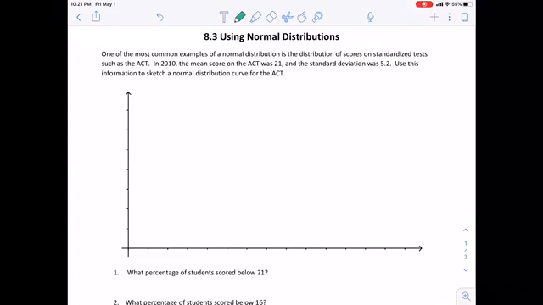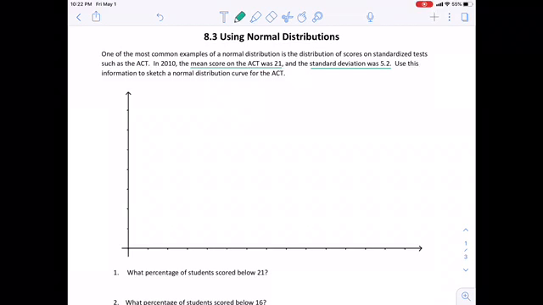All right, today we're looking at assignment 8.3 using normal distributions. It says, one of the most common examples of a normal distribution is the distribution of scores on standardized tests such as the ACT. In 2010, the mean score on the ACT was 21 and the standard deviation was 5.2. So notice they gave us that the mean is 21 and that the standard deviation is 5.2. Use this information to sketch a normal distribution curve for the ACT.